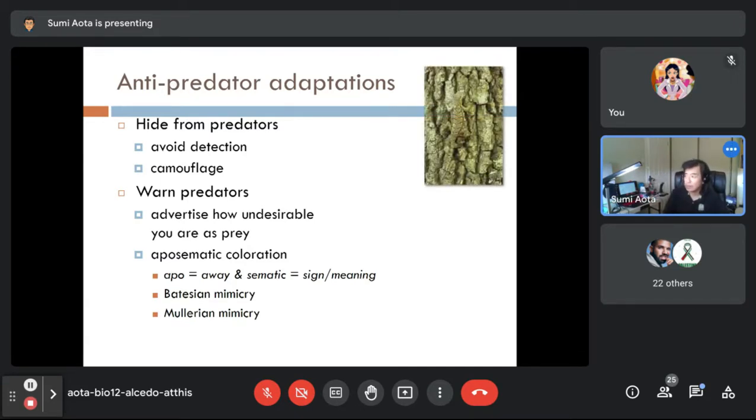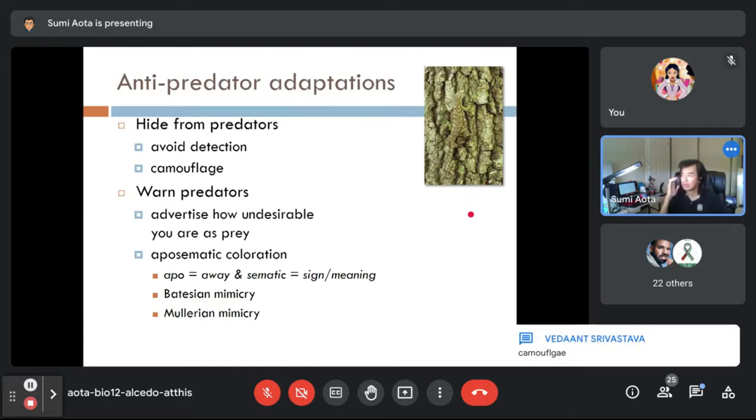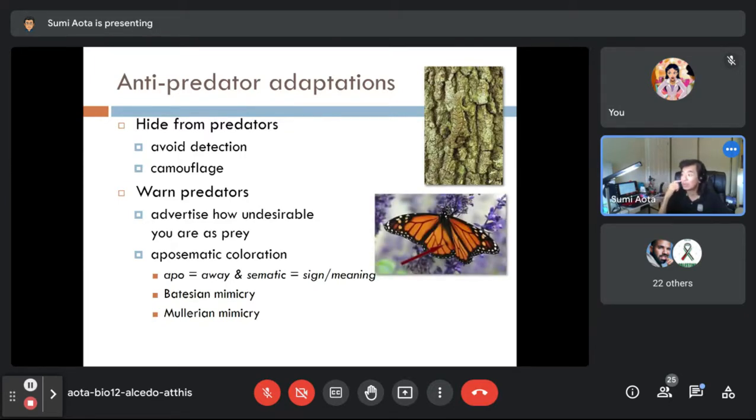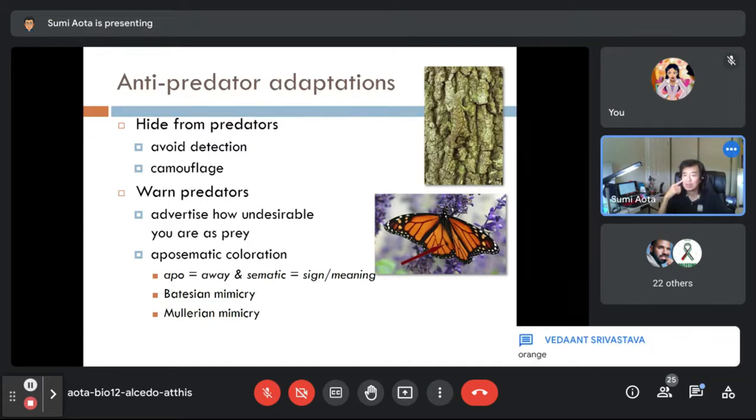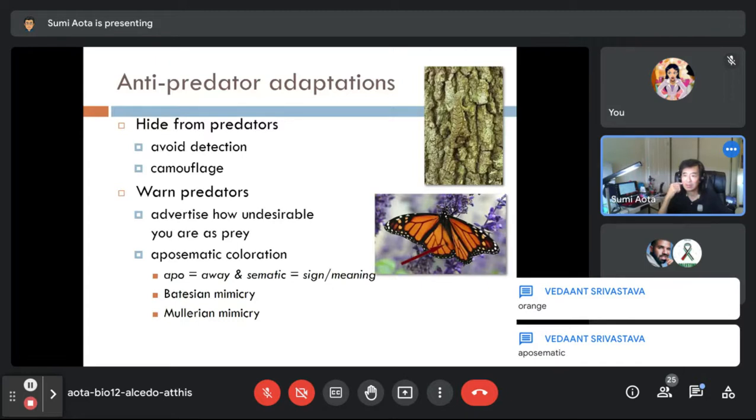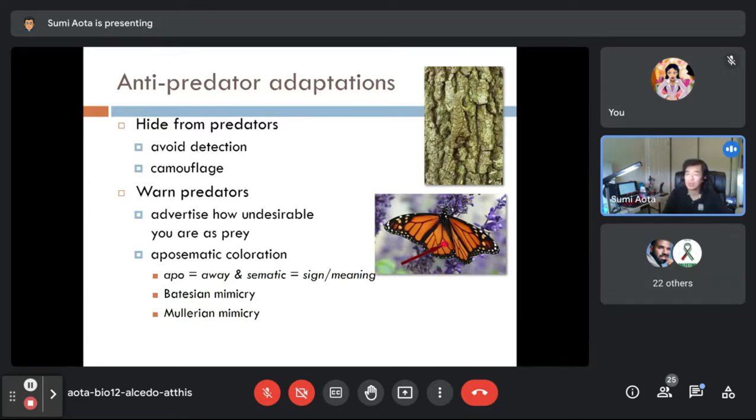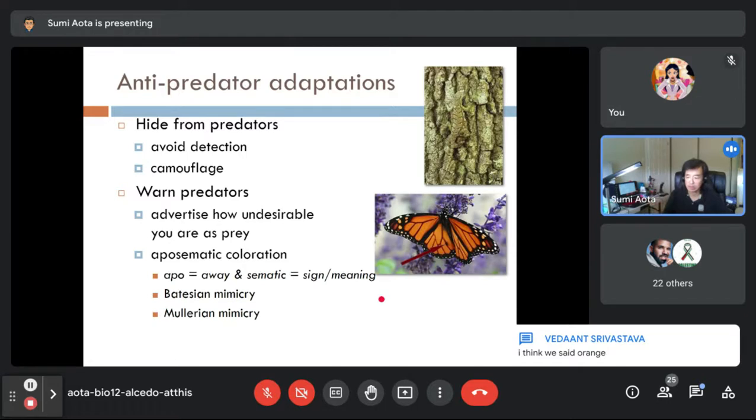So what system is this lizard using? Yeah, that's camouflage. What's the monarch butterfly using? Yeah, aposematic coloration. So the other two colors you guys missed were orange and black. Orange, black, yellow, and red are often used as warning coloration.